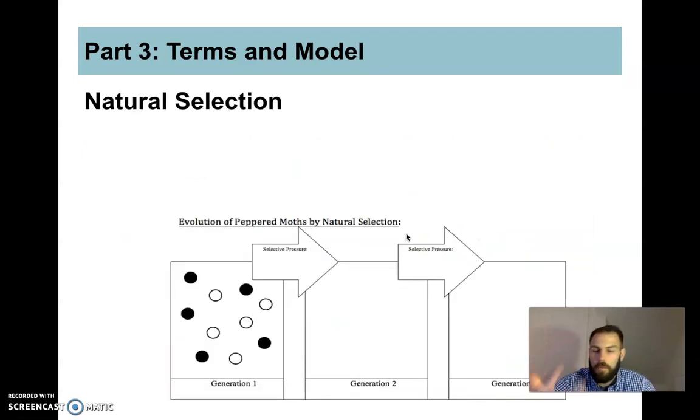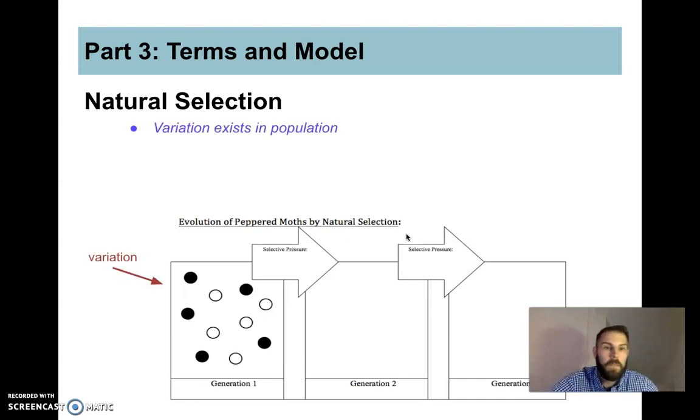All right. So with those terms in mind, let's talk about how natural selection occurs. We're going to tie in most of the terms we've just talked about. This is how evolution happens, or one of the ways. It's the main mechanism that drives evolution. First, for natural selection, variation exists in the population. I've modeled that right here with the peppered moths example from the simulation. We had about 50% black moths and 50% white moths.